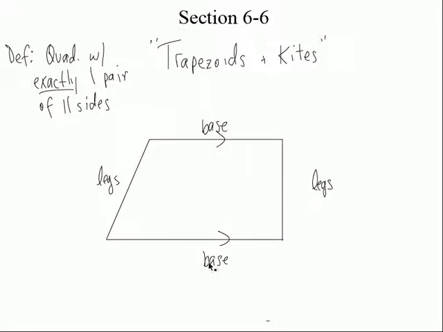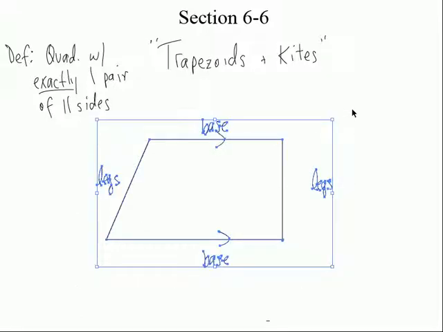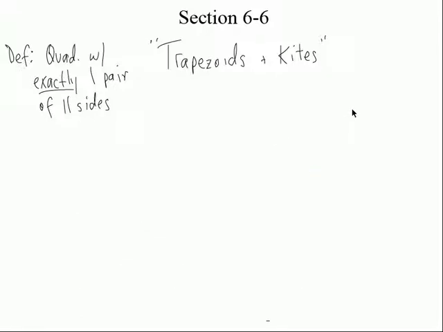And same thing with the bases. The lengths of the bases aren't necessarily equal to each other either, are they? Okay? Now, we do have a situation where you could have a trapezoid with equal legs, but we have a specific name for that. So let's do this.